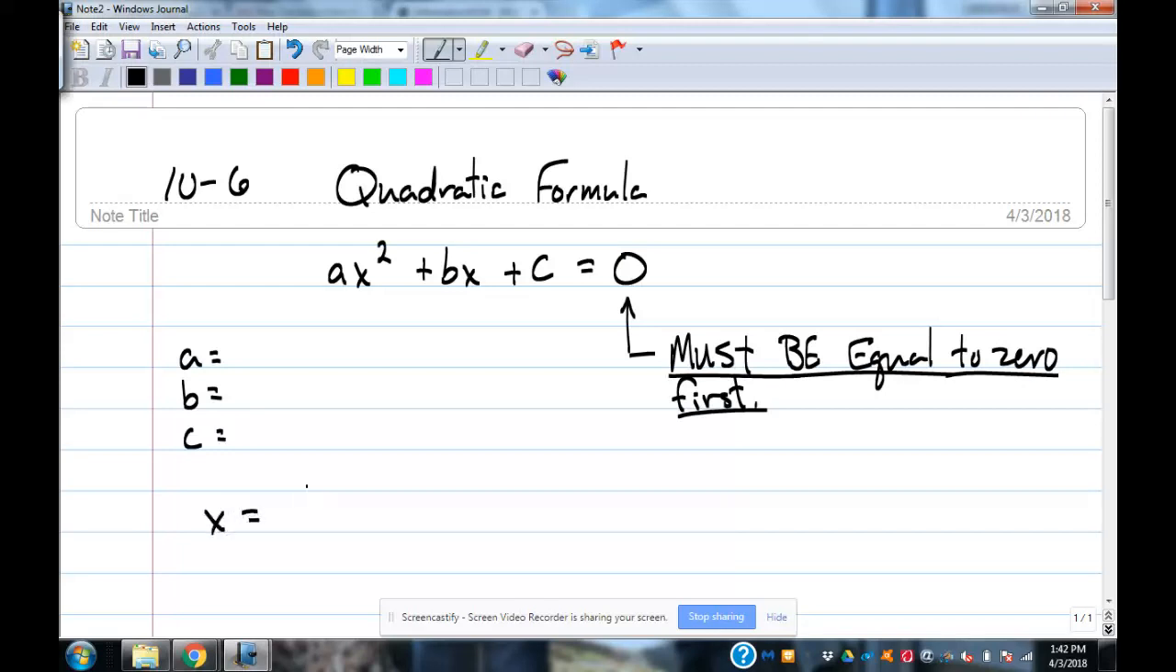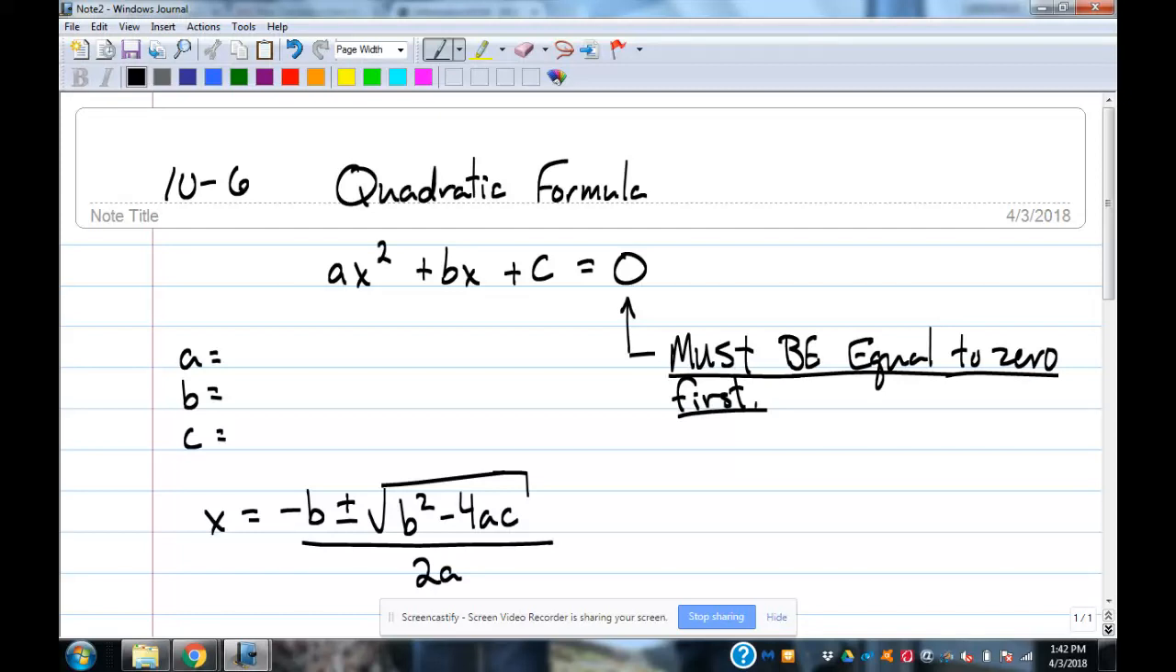And this is the quadratic formula. x equals negative b plus or minus the square root of b squared minus 4 times a times c, then you divide that by 2a. The a, b, and c in this formula are from the equation. You need to memorize this formula.